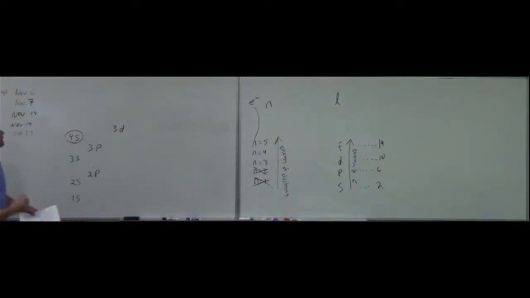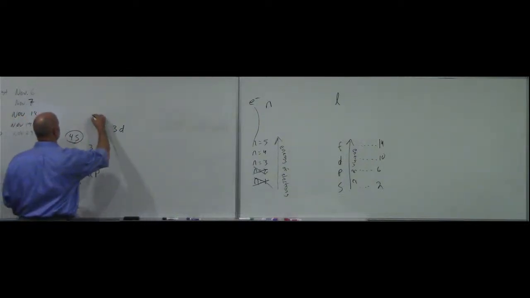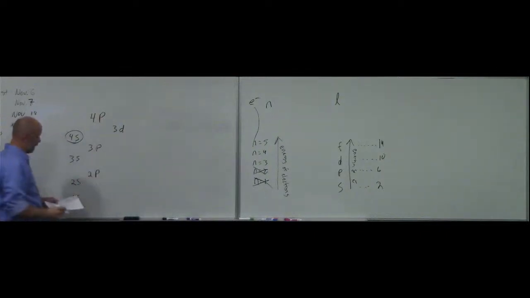So what's going to be next? I got 4s, what's next? And then 3d, what's next? 4p. And now what do you expect? 4d. 4d, but what's going to happen before I get to 4d? 5s. 5s.